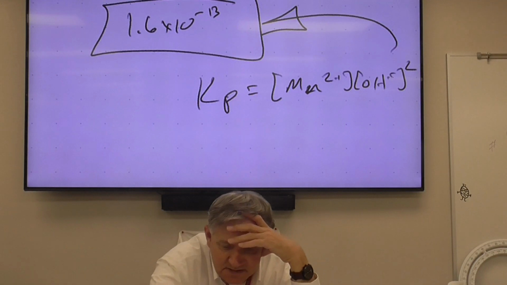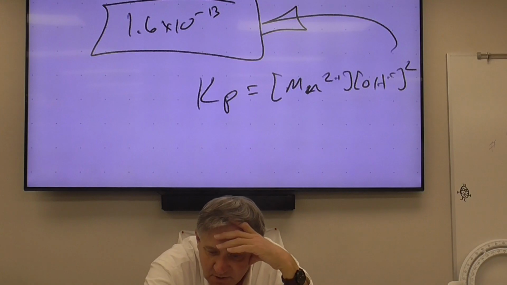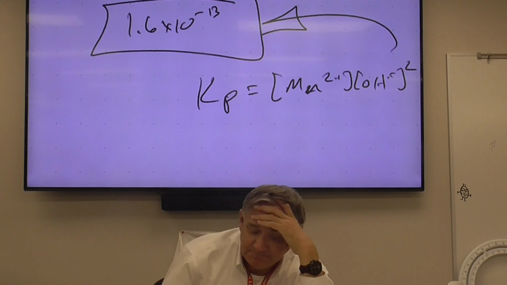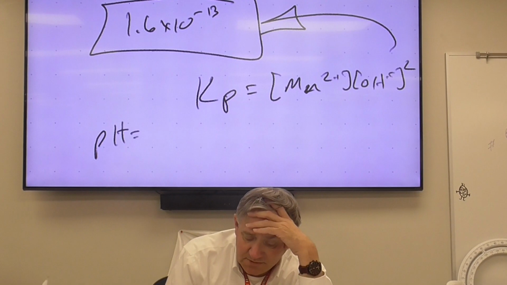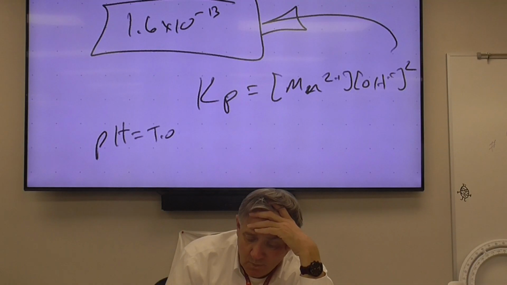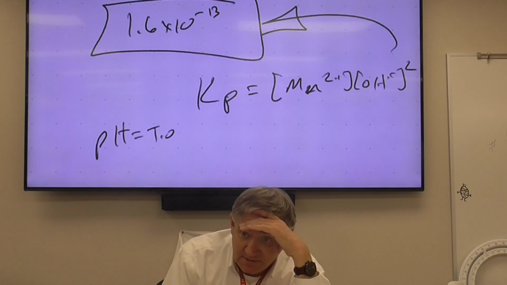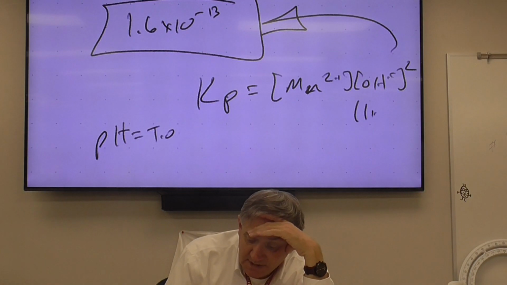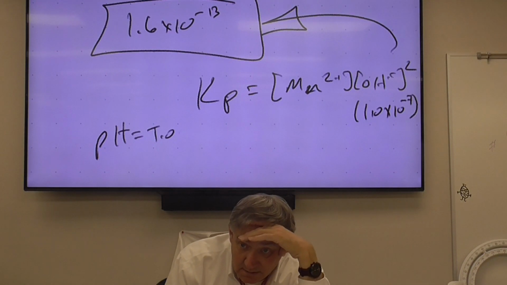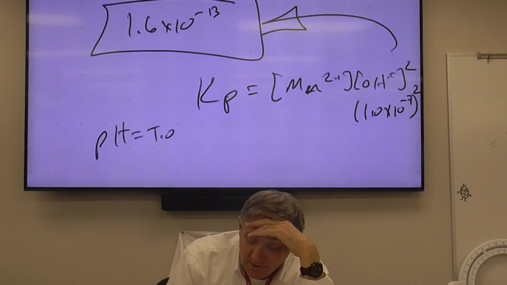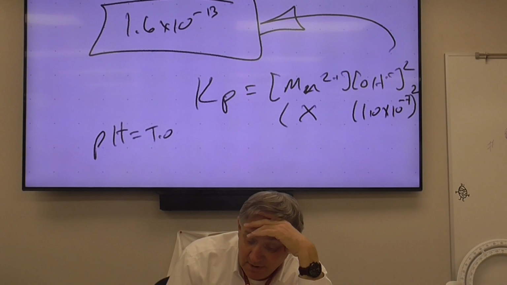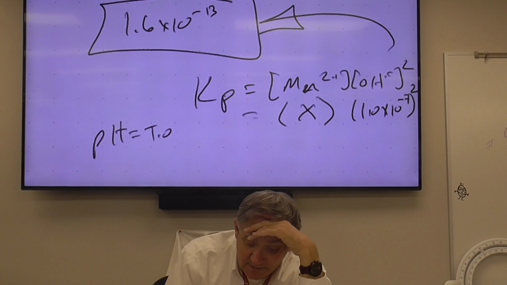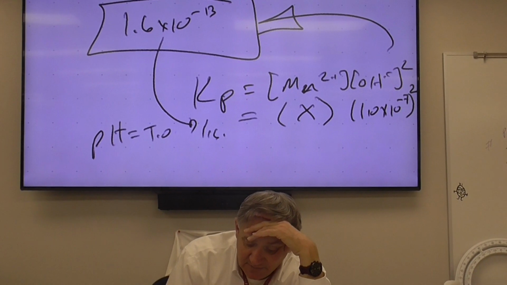On 61, on that first one, you're told that the pH is going to be 7. So if you have a pH equal to 7, what can you figure out relative to this problem? Now you know your hydroxide ion concentration, which is 1 times 10 to the negative 7th. But that's going to get squared. So your manganese ion is your unknown, and your Ksp is 1.6 times 10 to the negative 13.